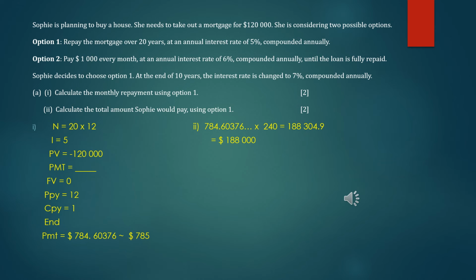For question number 2, calculate the total amount Sophie would pay using option 1. So it will be the monthly payment times how many times she paid that, which is 240 months. That's equal to 188,304.9 and some more decimal places. But we are going to give our answers to 3 significant digits, so that is equal to $188,000.